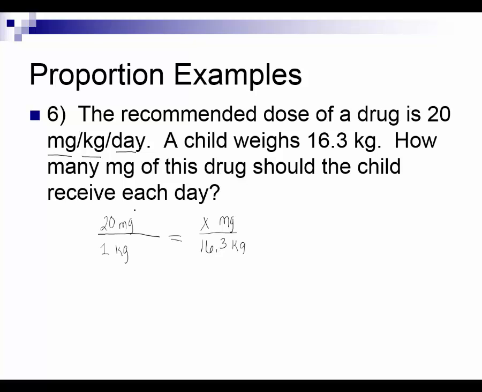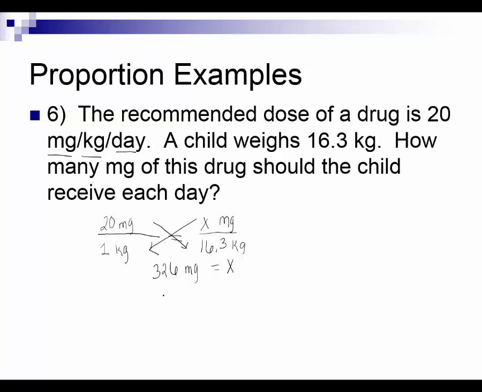Completing this problem is very straightforward. My milligrams and kilograms match in each of my fractions, so I multiply on the diagonals. With the help of my calculator, the first diagonal gives me 326 milligrams, and the second diagonal gives me 1x, or just x, so I have immediately solved. So the answer to the question, 326 milligrams per day.